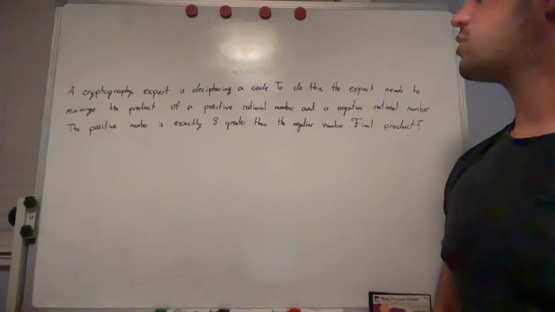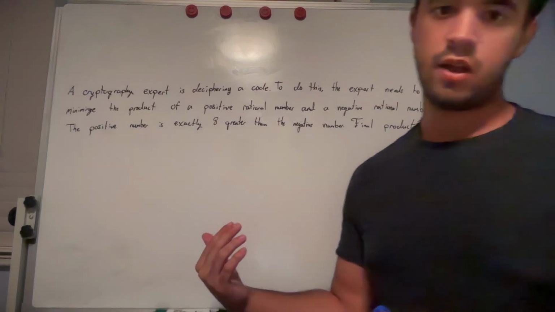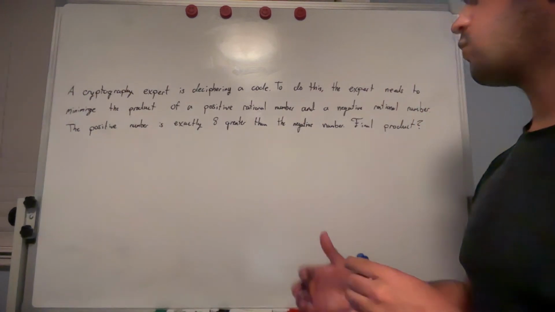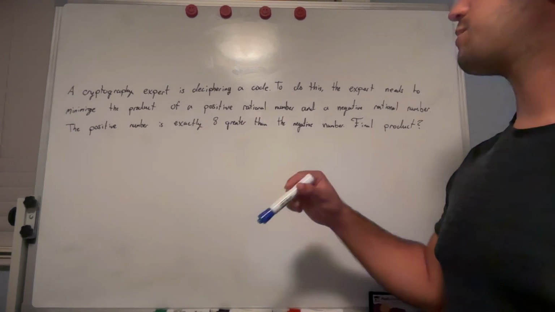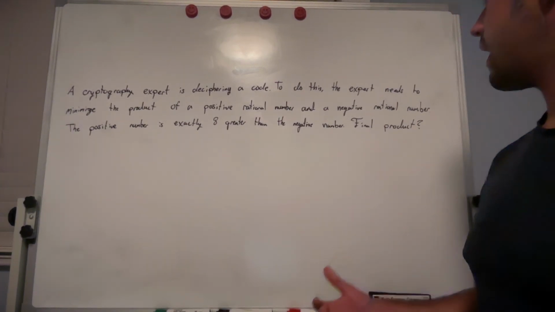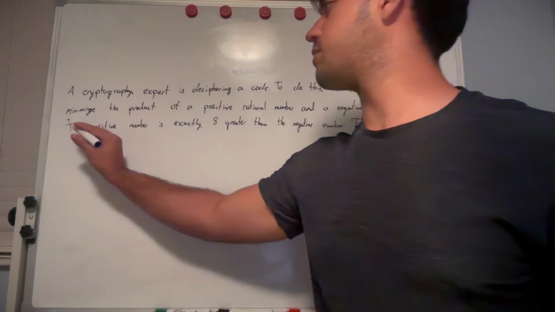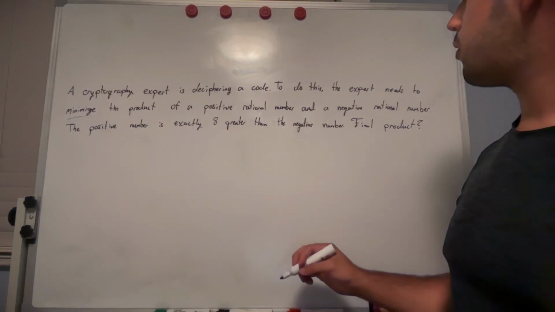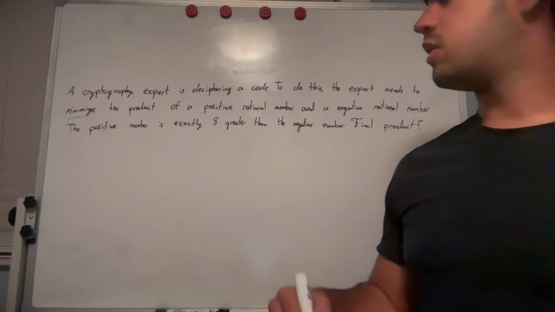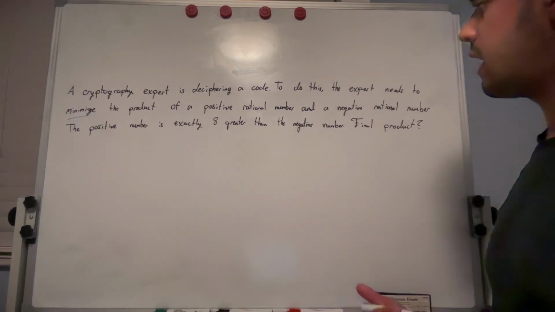So here we have a much larger problem in terms of reading, but you're going to see this problem is actually quite simple to do. A cryptography expert is deciphering a code. To do this, the expert needs to minimize, so we're optimizing, the product of a positive rational number and a negative rational number. The positive number is exactly 8 greater than the negative number.